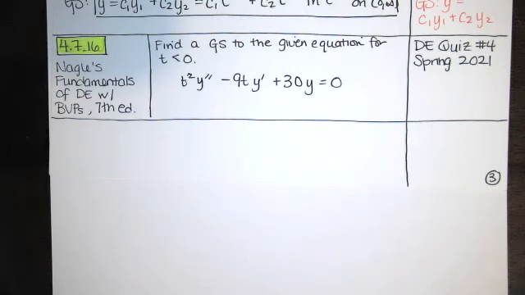In this video, we solve problem 4.7.16 from Nagle's Fundamentals of Differential Equations with Boundary Value Problems, 7th edition. We're asked to find the general solution to the given equation for t less than 0.